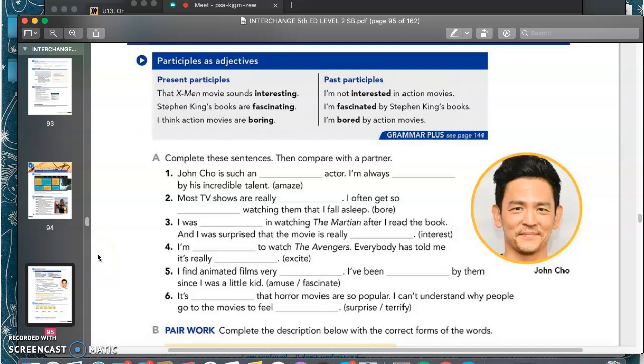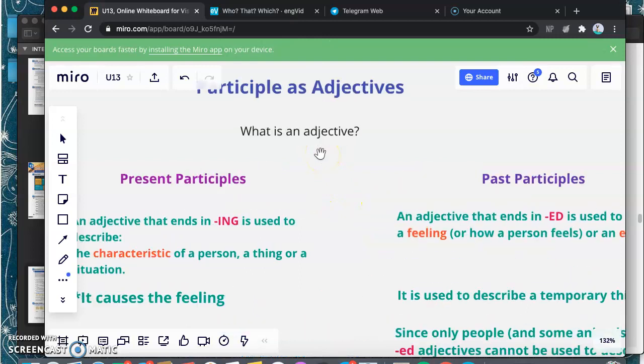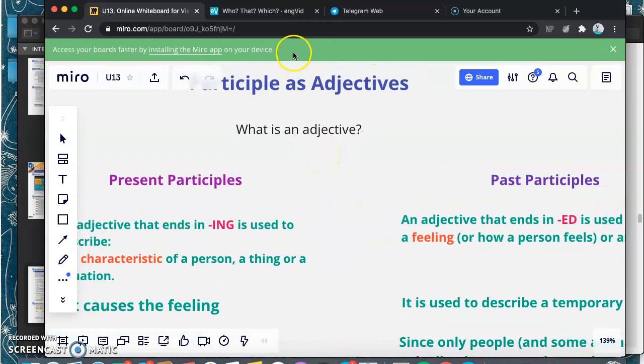The first grammar in this unit is the past participle, the participles as adjectives. We have present participles and then we have past participles. I have a board in here, let me share it.